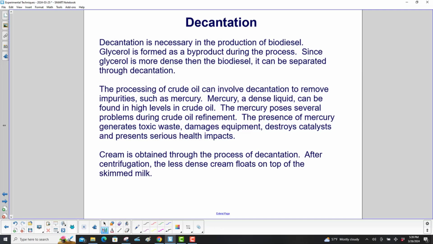Cream is obtained through the process of decantation. After centrifugation, the less dense cream floats on top of the skimmed milk.